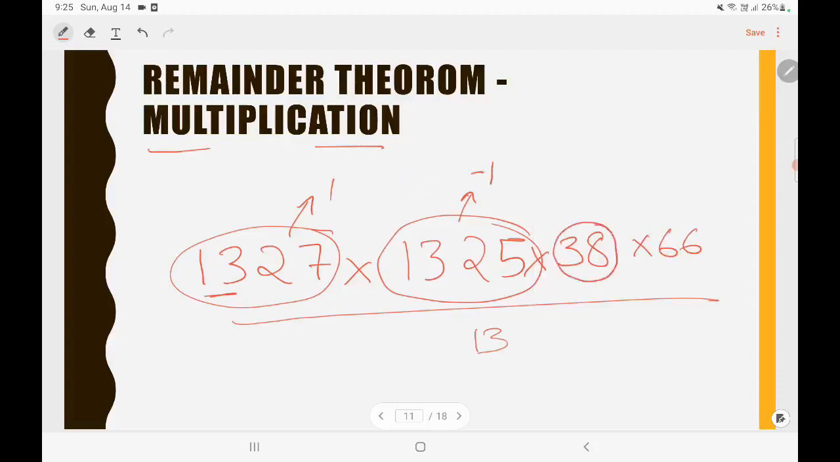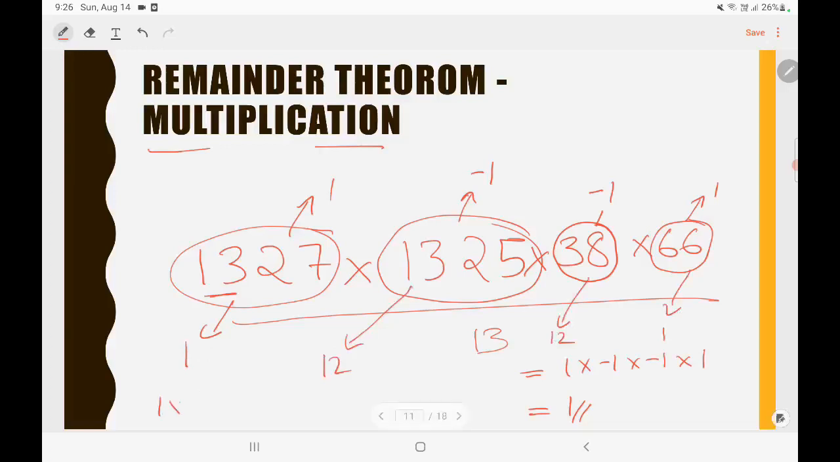And here you can again take it as minus 1, because 13 into 2 is 26, so 38 minus 26 is equal to 12. The remainder is 12, or you can take it as minus 1. And 66 when divided by 13 gives remainder 1, because 65 is divisible by 13. So here the remainder is 1 into minus 1 into minus 1 into 1, which is equal to 1. So see, you got the remainder easily. If you are taking the positive remainders, here you will get 1, here 1, here 12, here again 12, here again 1.